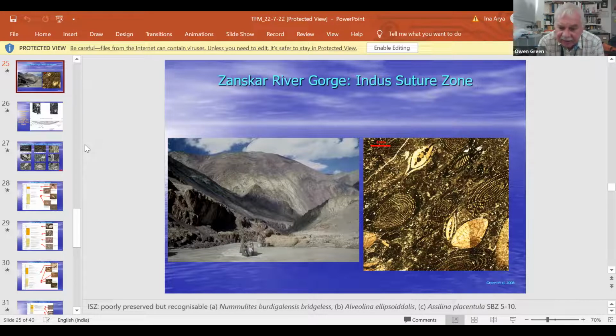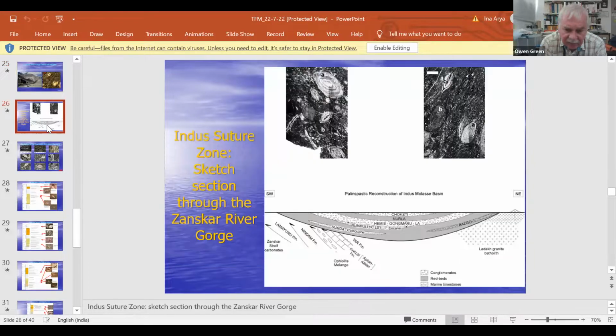So sometimes some of these forams have been heavily altered. Some of them have been infilled, and I think I've got some illustrations of some of them now coming up. So if we go on to the next slide, I'll just show you, this is our Indus Suture Zone sketch section. And again, we've got some of the forams that we found in both the nummulitic limestone and the Sunda formation there.